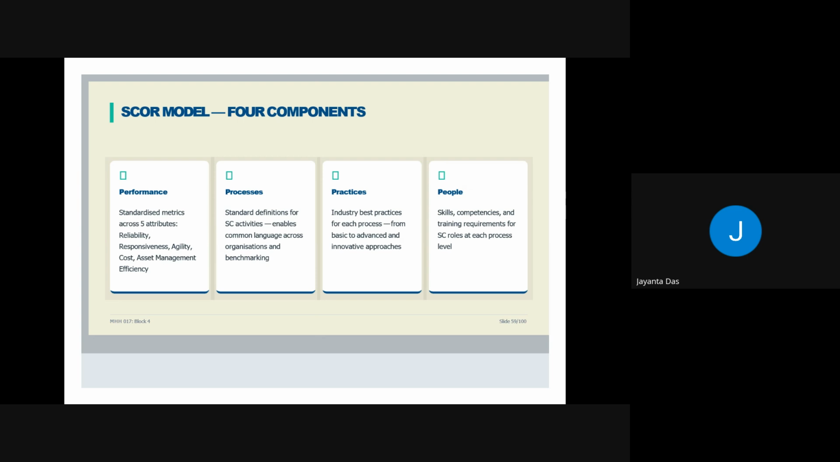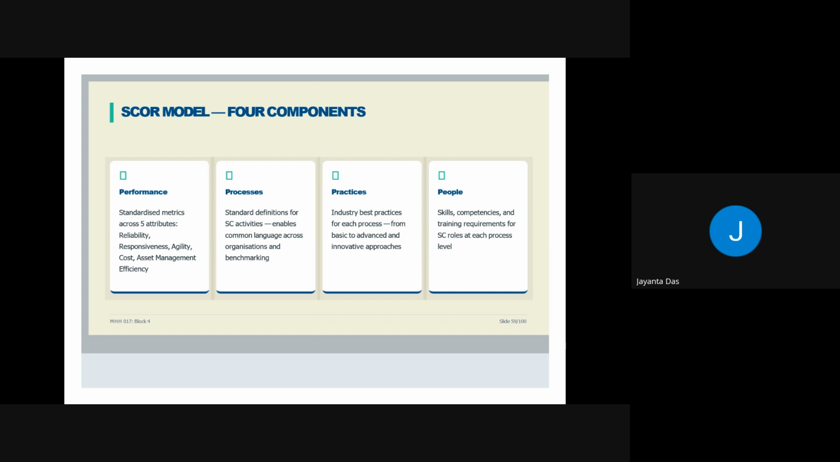In the SCOR model, the 4 components are performance, processes, practice, and people. Performance is standardized metrics across 5 attributes: reliability, responsiveness, agility, cost, and asset management efficiency. The process part is the standard definition for SC activities, enabling a common language across the organization and benchmarking. In practice, industry best practices for each process, from basic to advanced and innovative approaches. And for people, the skills, competencies, and training requirements for supply chain roles at each process level.